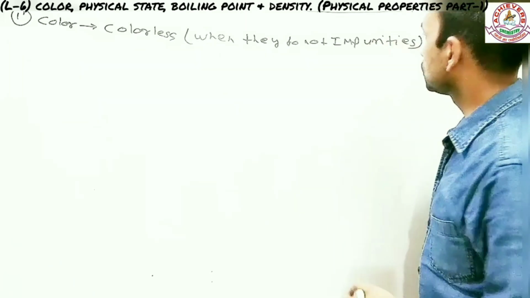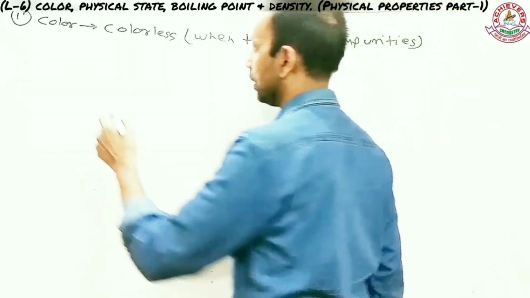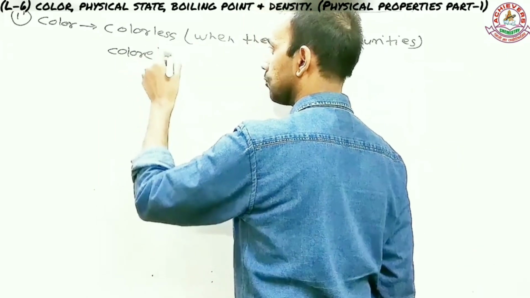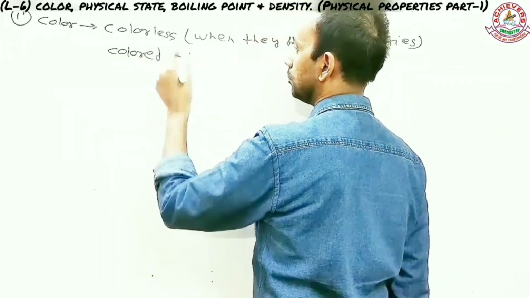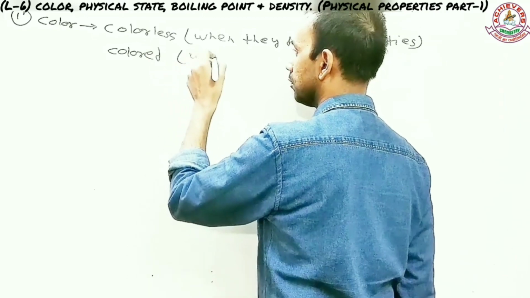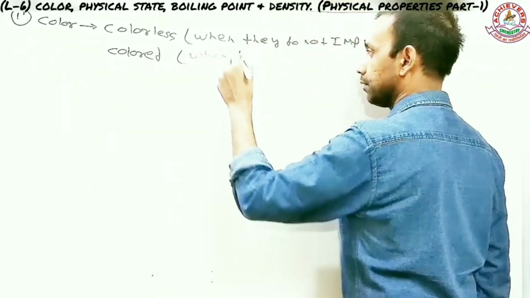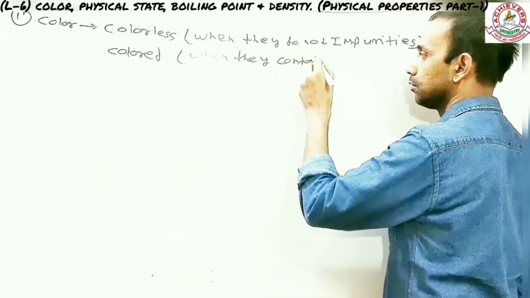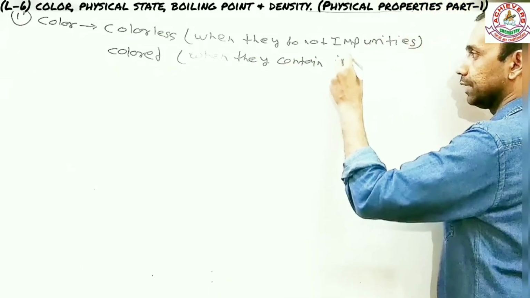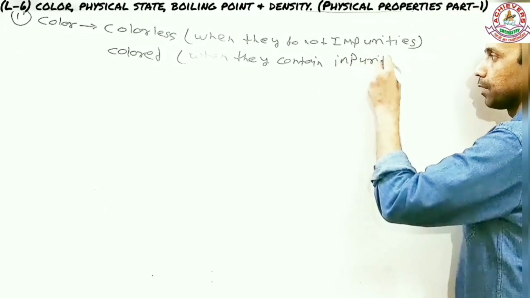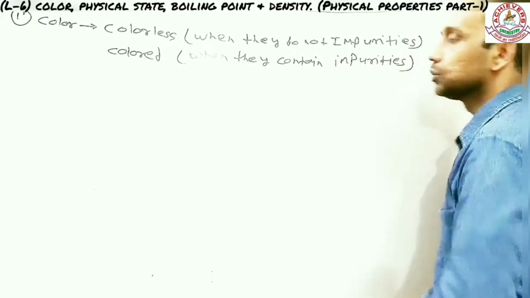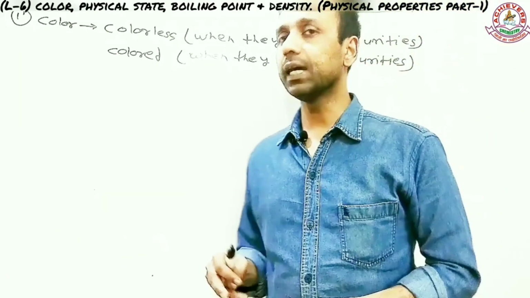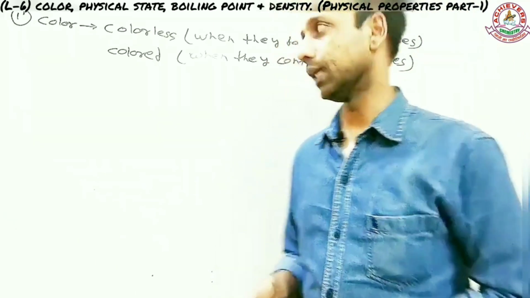So one thing is also coming out to be very, very clear, that they are going to be colored when they contain impurities. They contain impurities. So I hope this has helped you to get through the color of the haloalkanes. They are usually colorless, but if they have some impurity, they might appear colorful as well.